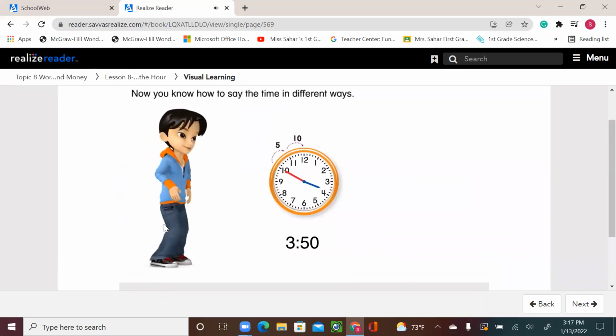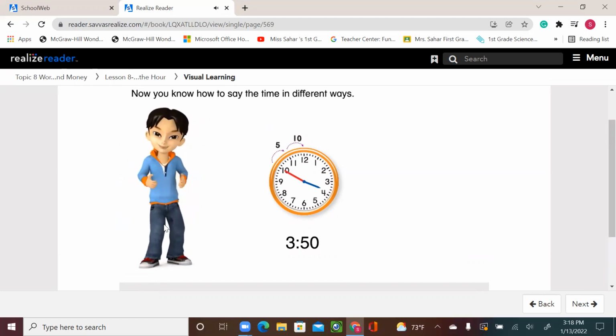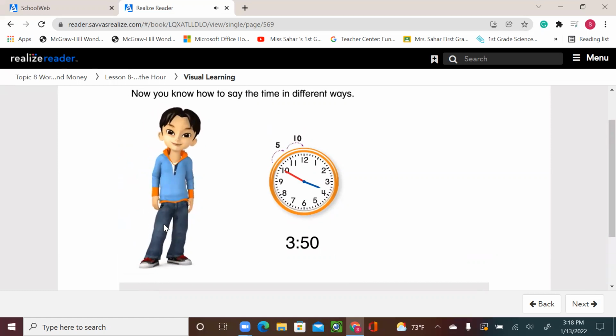Now you know how to say the time in different ways. Great job. So either we say after or before. 10 minutes after 4, or 5 minutes after 4. Or we're going to say 10 minutes before 4. That means it didn't reach 4 yet. I still have 10 minutes to have 4 o'clock.